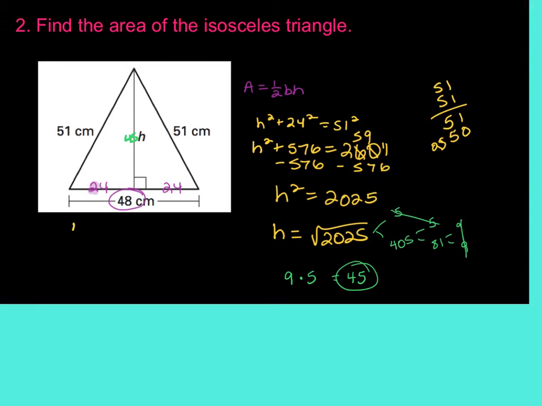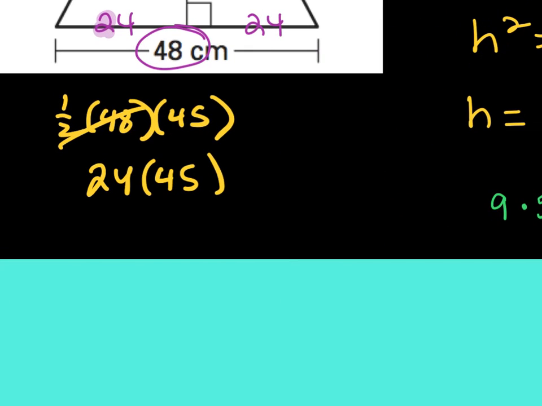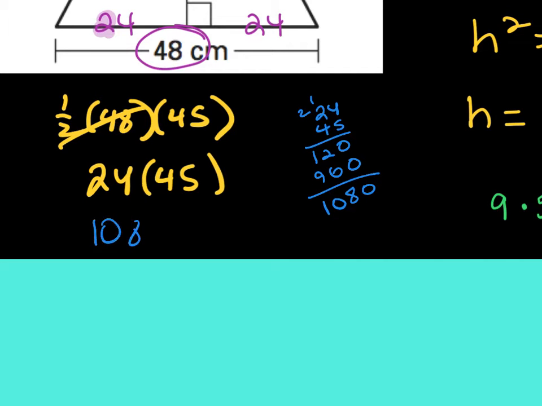Now I have to do 1/2 times 48 times 45. So I can either multiply the 48 and the 45 and then divide by 2, but I'm going to get a much larger number. Or I can cut that 48 in half. So if I did that, I get 24 times 45. And it gave me a unit this time, so it's centimeters squared. Good.